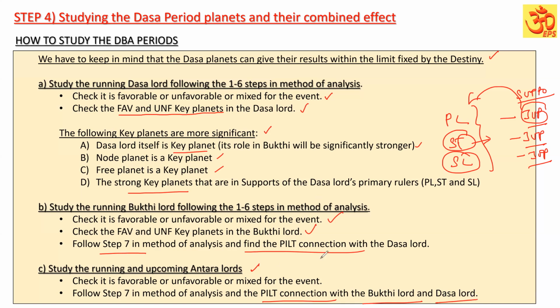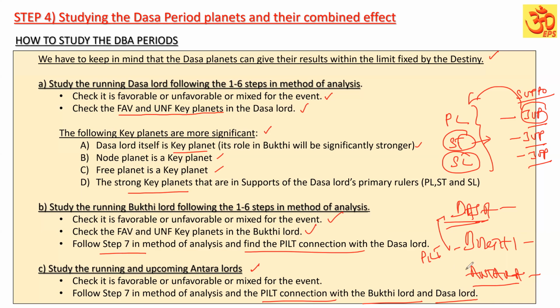So in this, what we have studied: find the Dasa period, find the Bugdi period, study that Dasa and Bugdi and Antara, and study the Dasa Lord's key planets and Bugdi's key planets and find their Pilt connection, how they are all connected to each other. That is step number 7.